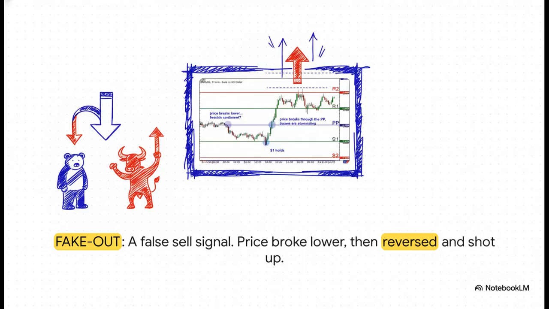All right, let's break this chart down, because this is where it gets tricky. Take a close look. The price first dips below the pivot point. So our simple rule says sell, sell, sell, sell. But oh boy, if you'd sold right there, you would have been in a world of hurt. The market did a complete 180, shot straight back up through the pivot point, and just kept on climbing. The buyers ended up owning the day. That, my friends, is a classic fake out.